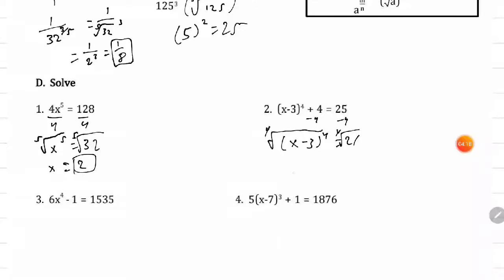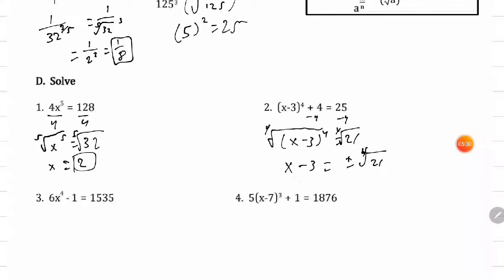So this is going to be x minus 3 equals plus or minus 4th root of 21. Now there's nothing we can do with 21. That breaks down into 7 and 3, and none of those are perfect quartics. I really need to look that up. And the reason why it's plus or minus is because we have an even root. So 4 is even, so it can be plus or minus.